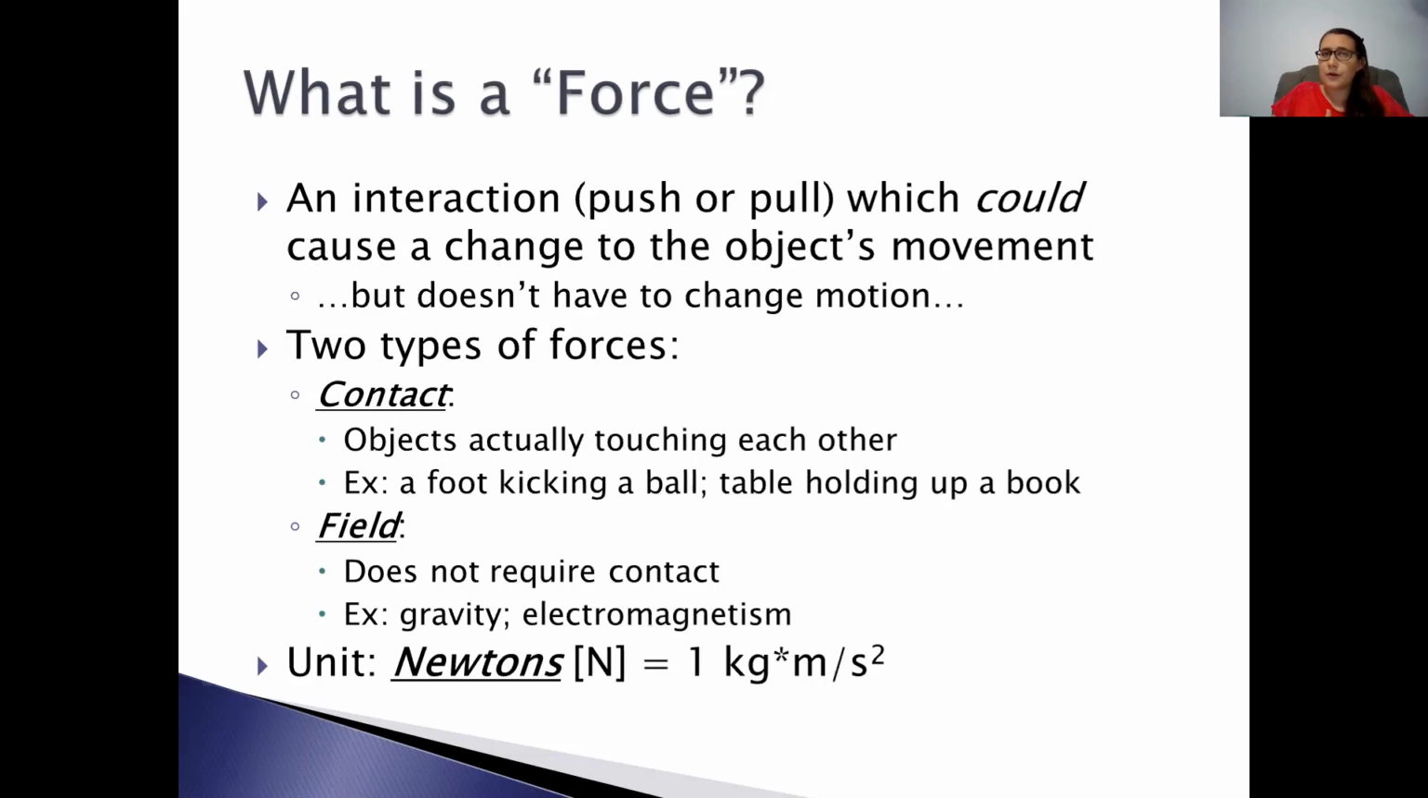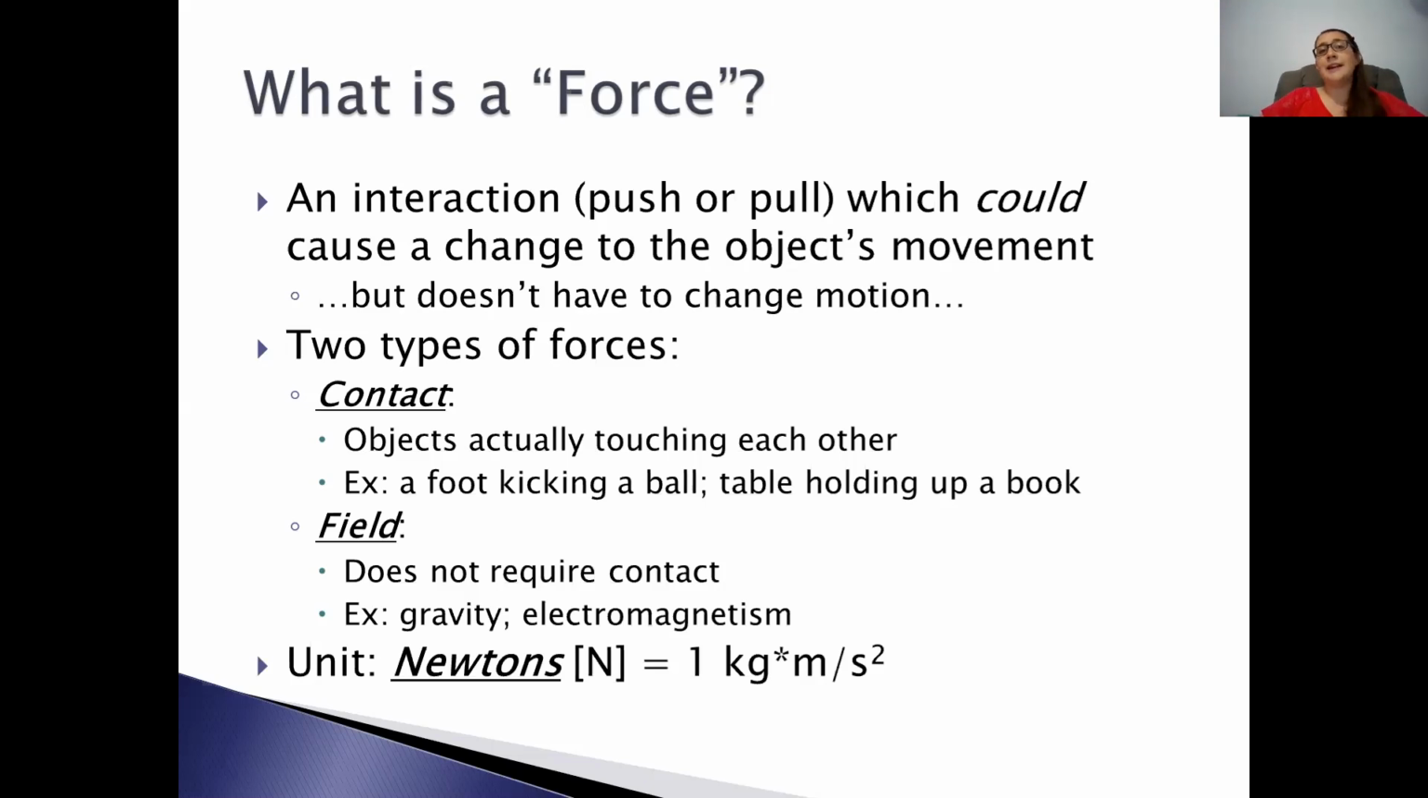There are also field forces, and with these forces, the two objects do not have to touch each other. So that would be gravity, electricity, magnetism. Those are all field forces, because we don't have to be touching the earth to still be influenced by the earth's gravity, right? Whenever we throw a ball up in the air, it's not touching the earth anymore, but it still comes back down because gravity is a field force. It can act at a distance. The earth doesn't have to touch things in order to still pull them back down. Same thing with magnetism.